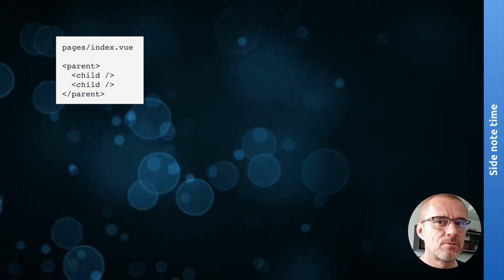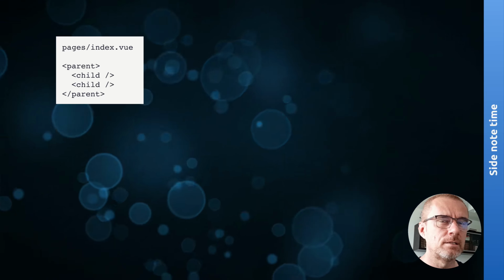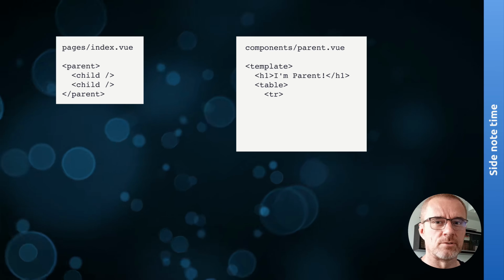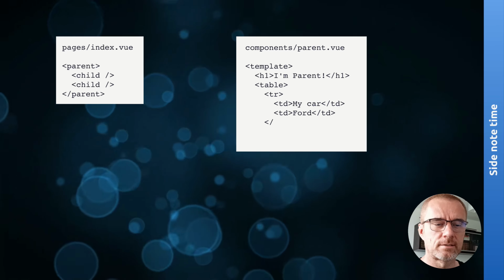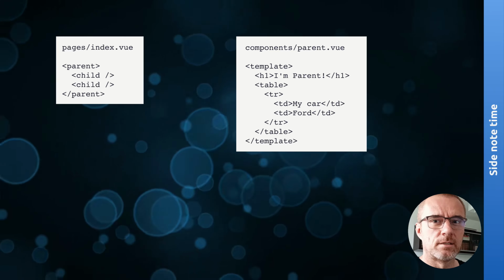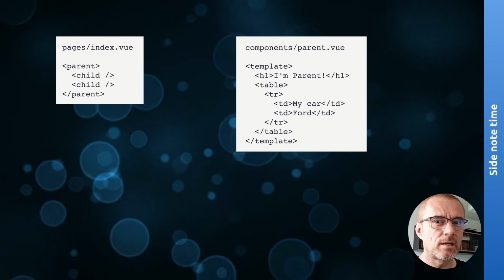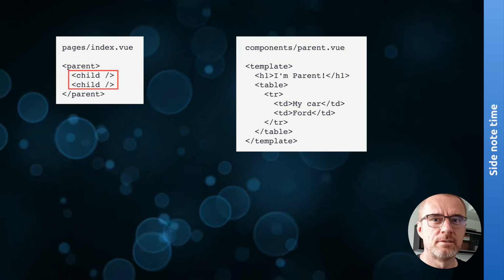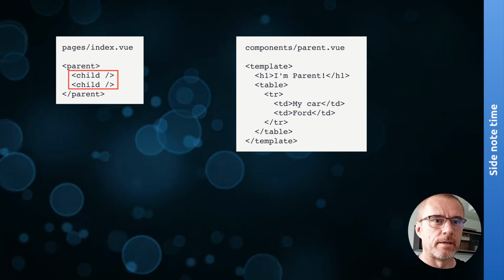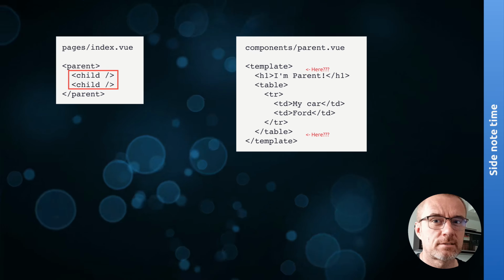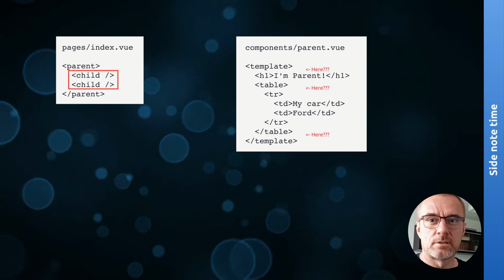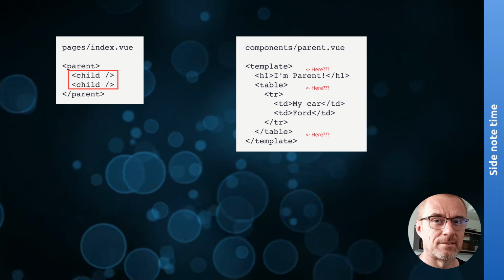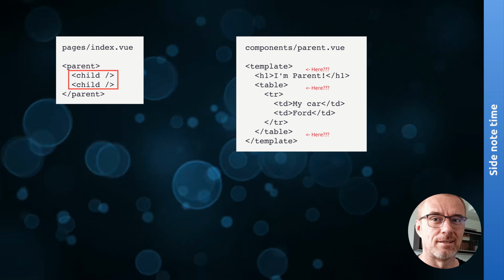Imagine we have a parent component with a somewhat more complicated structure. We have an h1 heading with some text, and we have a table inside this parent component, and we are also pushing two child components to it. What to do with these two children? Should we put them at the beginning, at the end? That's something the parent component just doesn't know. And here we can use something special in Vue.js. We can use the slot.